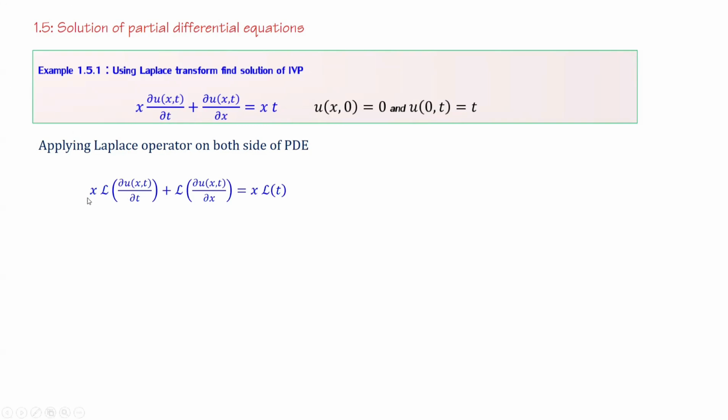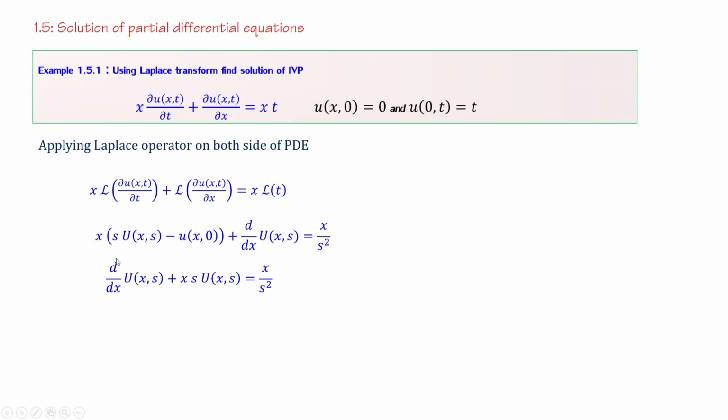Here x is treated as a constant, and we take the Laplace transform of this one, plus the Laplace transform of the partial derivative with respect to x, and the right side is x L(t). So here we already know the formula, and this is the derivative of U with respect to x, and here is x over s square. Then we see that this has become an ordinary differential equation: d/dx U(x,s) plus s U(x,s) equals x over s square.